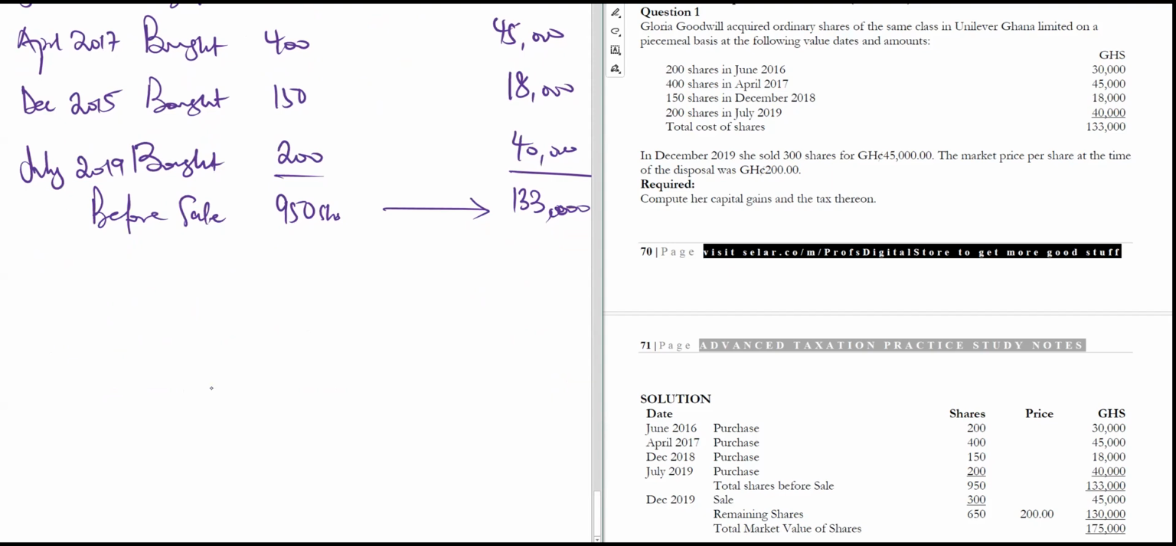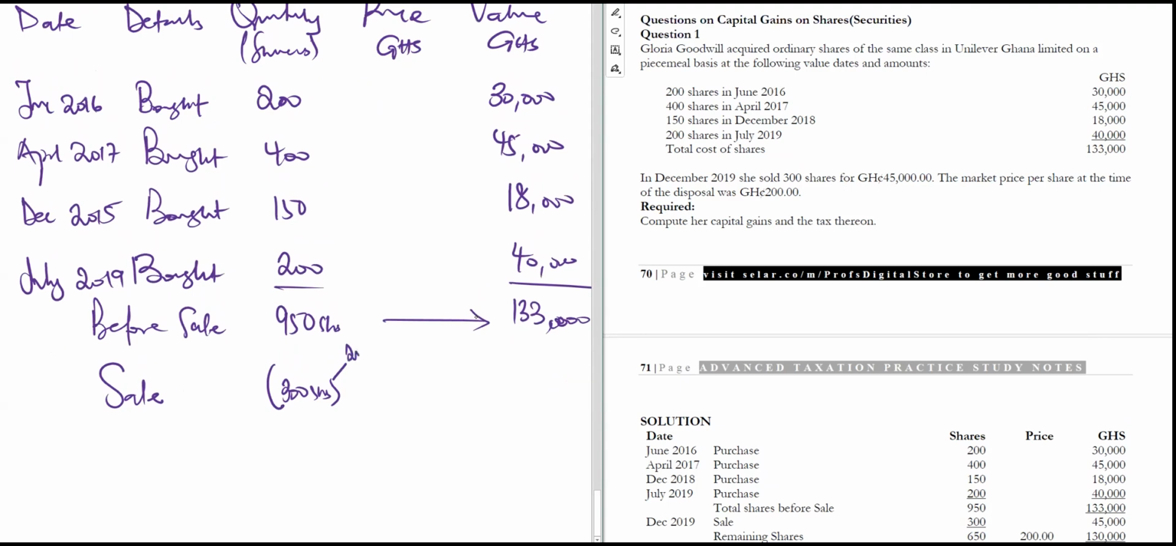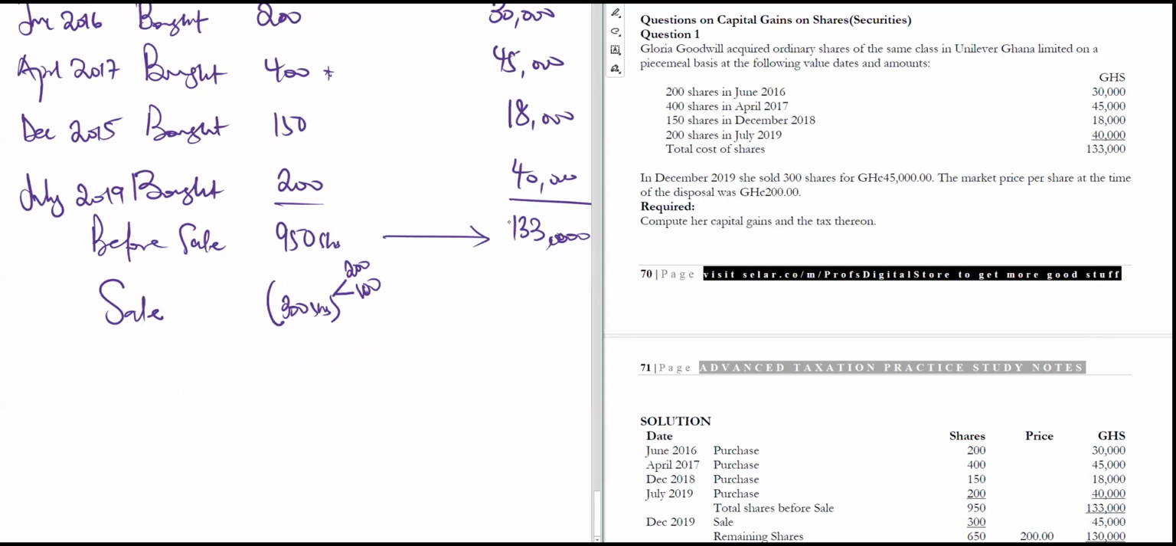But how many did she sell? She sold 300 shares, right? Meaning that this 300 would have been what? Would have been 200 valued at, when you divide this by this, right? And then the rest of the 100 also valued at this one. Do you remember? But here we are not working the closing. We are not concerned about closing stock. We just want to value these shares, right?